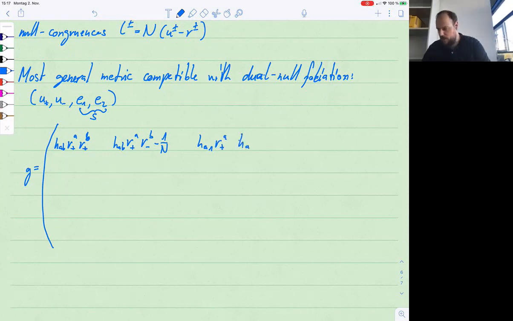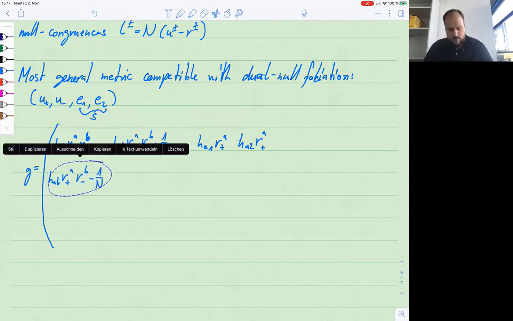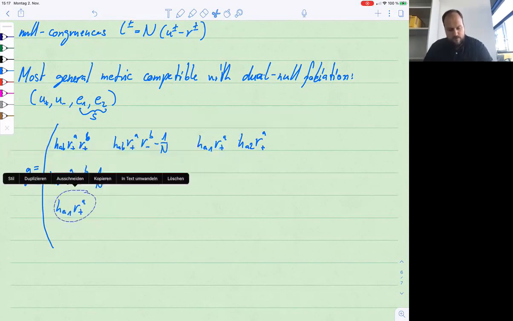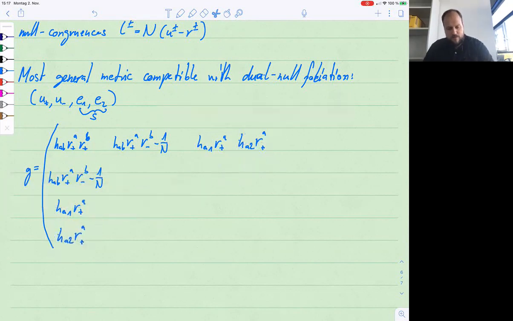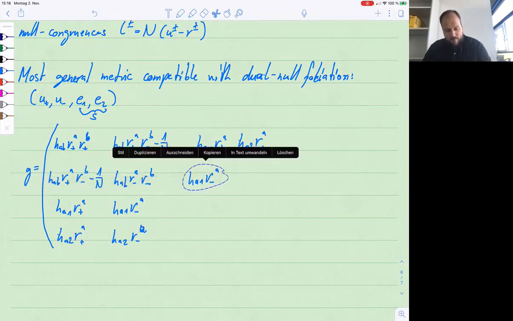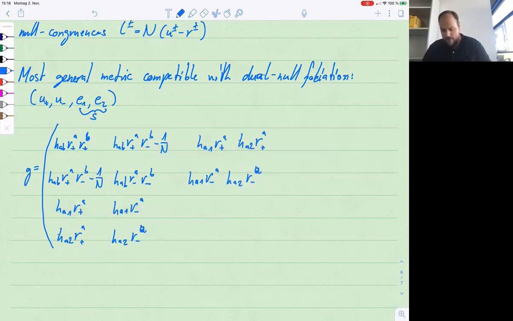Is A, h_A, R^A, plus then we have this thing here. It's a good thing that it's symmetric, so I don't have to write that much. Okay, almost. And we have here h11, h22, h12, h21. Okay, that's the most general form.